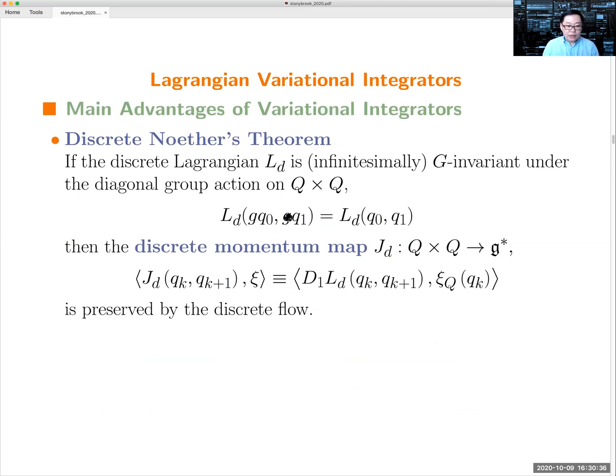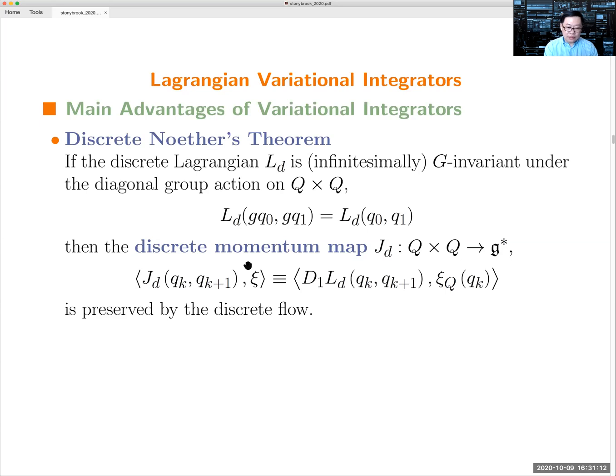If your discrete Lagrangian depends on two copies of position, and you take those two positions and rotate them by the same rotation, and it turns out that the discrete Lagrangian is invariant under this diagonal action of the group on these two copies of the configuration space, then there's an associated momentum which is preserved. So if you're looking at, say, rigid body dynamics, which in the continuous case is invariant under the rotation group, the associated momentum conservation law is angular momentum. The same thing is true in the discrete case.